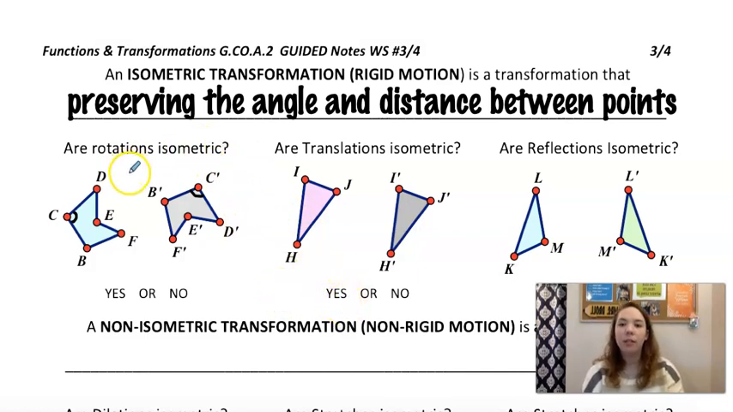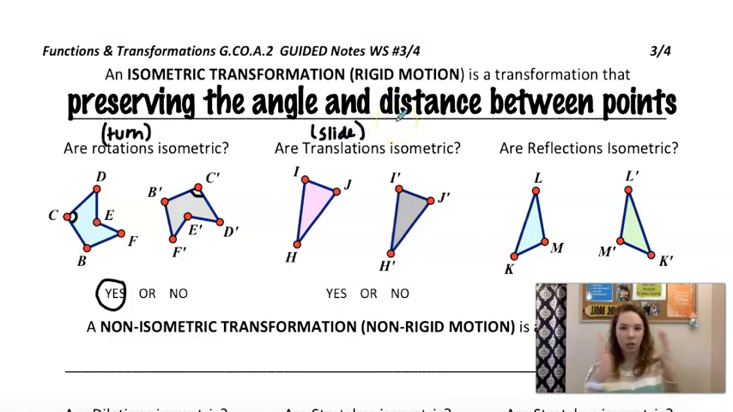So rotations means that we've just turned something, but we haven't changed the angle or distance of the points at all. So they are isometric. Translations. So here, rotation is a turn. You probably knew that. Translations are a slide. So that just means we've taken something and shifted it in some way. So that's not changing the angle or the point distance either. Or distance between points, you can also think of as side length of your figure.